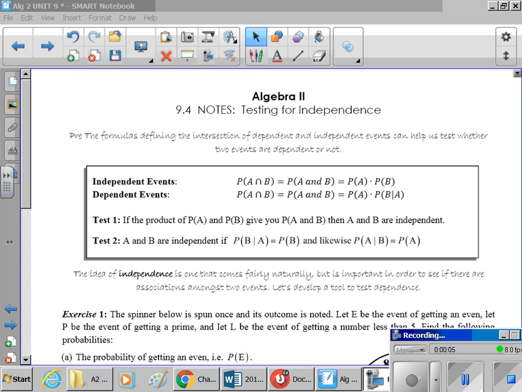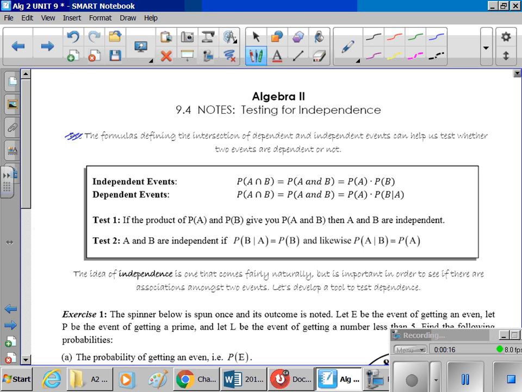And we're back. Today's lesson is 9.4, Testing for Independence. I've noticed that I have a little bit of a typo here. This is not "pre" the formulas. So, I'll make that change for next year.